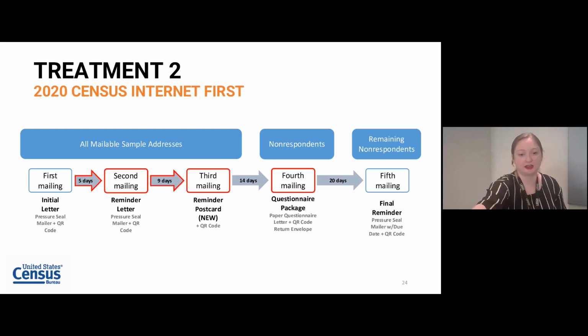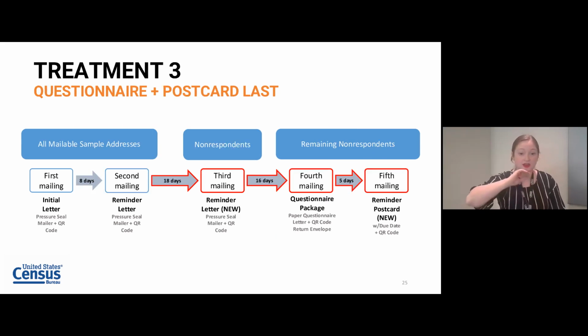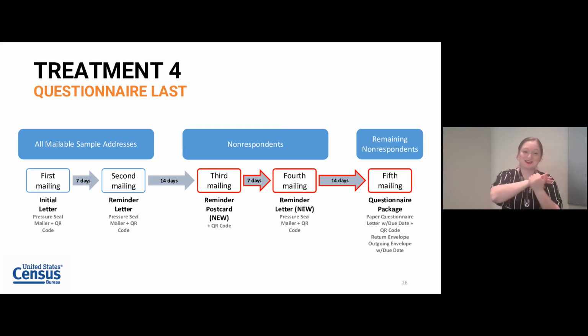later questionnaire packet. For 3, you're going to have an even later questionnaire packet. You have a lot more time in between these mailings. And then you have this 5th postcard mailing that still has a due date at the end. The last one is doing the questionnaire last.